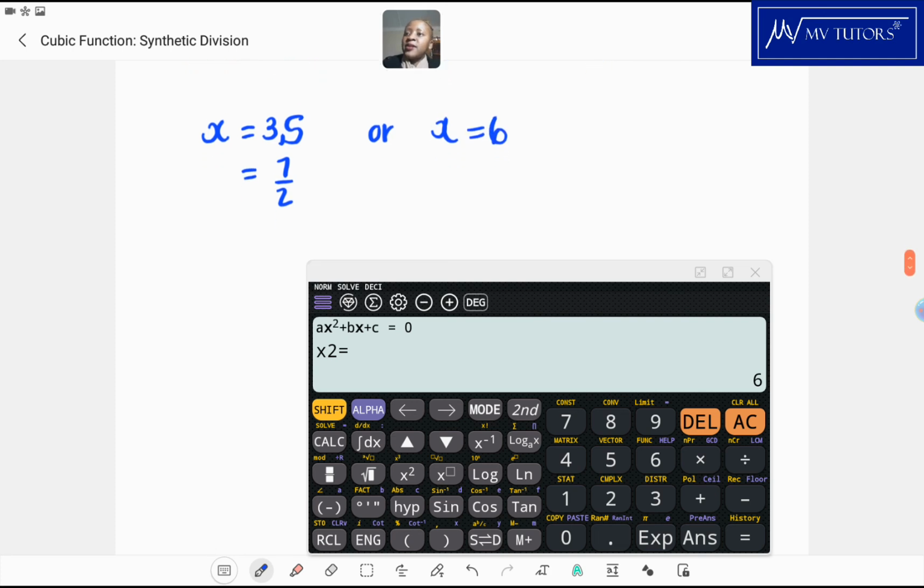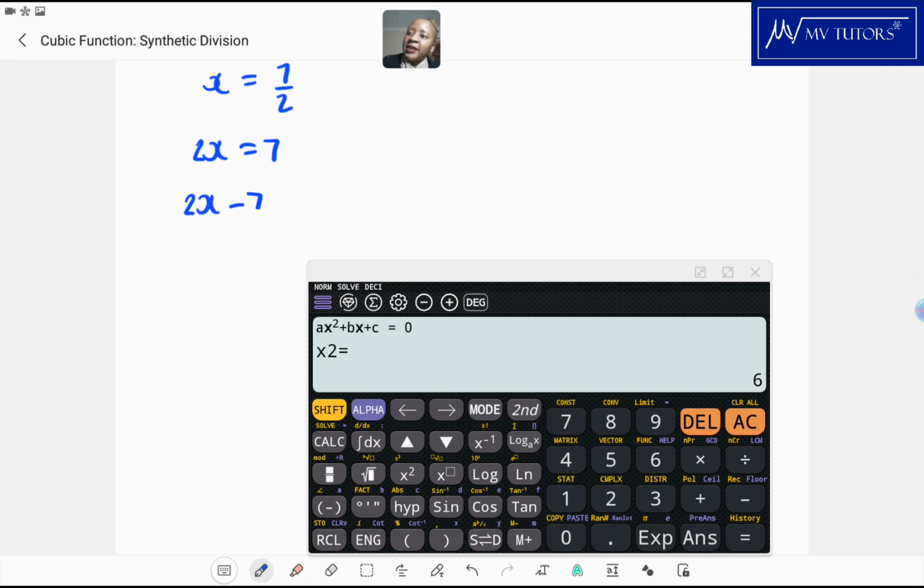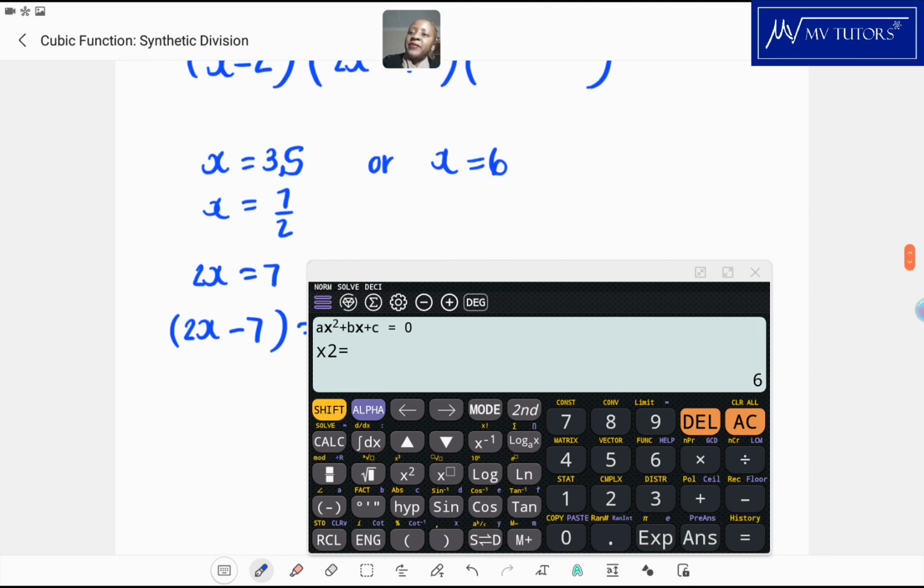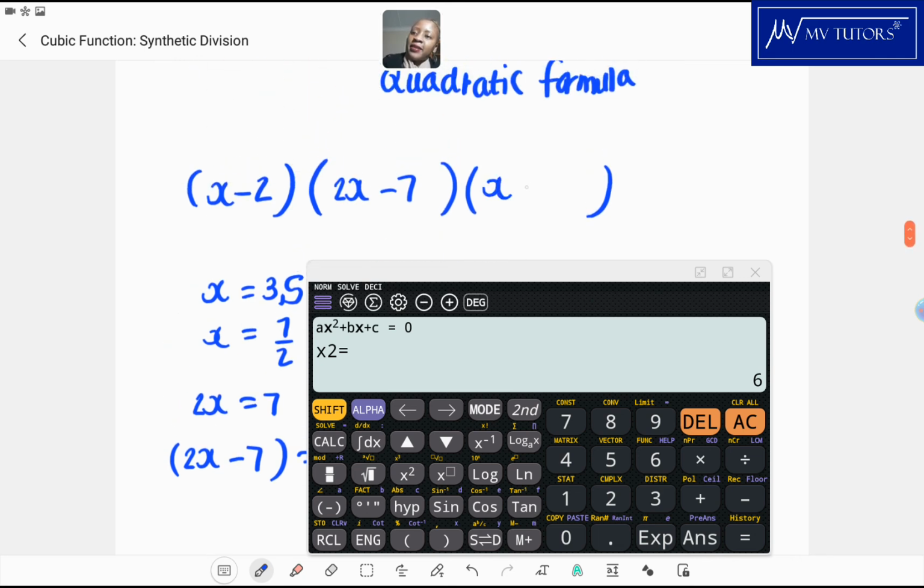If I take 2 to the other side, I would have 2x is equal to 7, and then 2x minus 7 is equal to 0. So here I can plug in 2x minus 7. Here I have x is equal to 6, so I can say x minus 6 is equal to 0, and therefore I have x minus 6. And all of that is equal to 0.